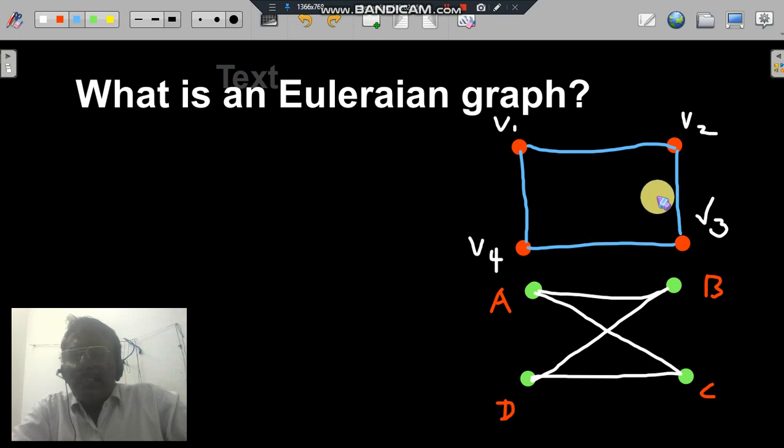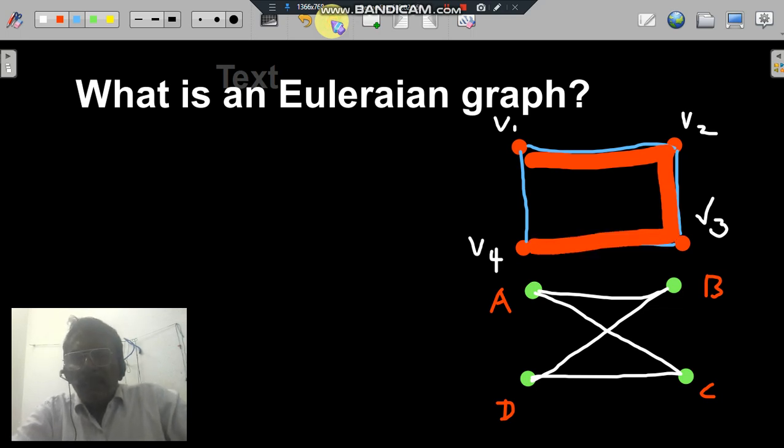Now there exists a speciality in these two types of graphs. What is that speciality? I am going to make a cycle from V1 to V2, V2 to V3, V3 to V4, and again to V1.